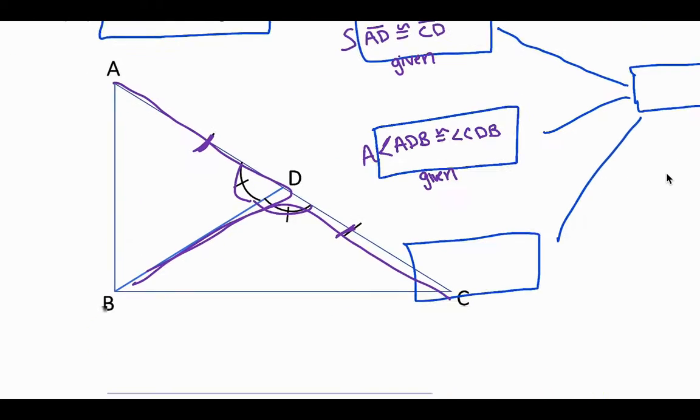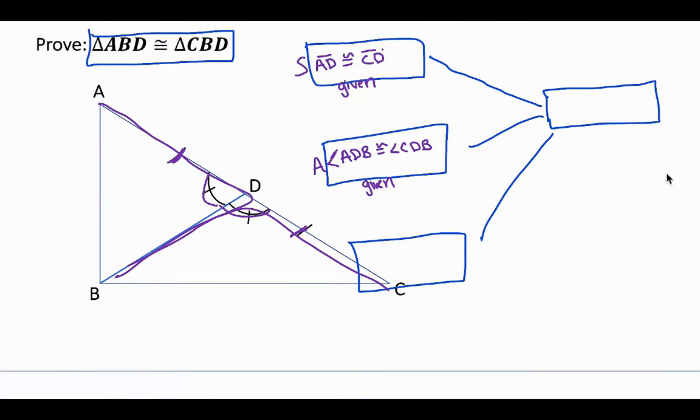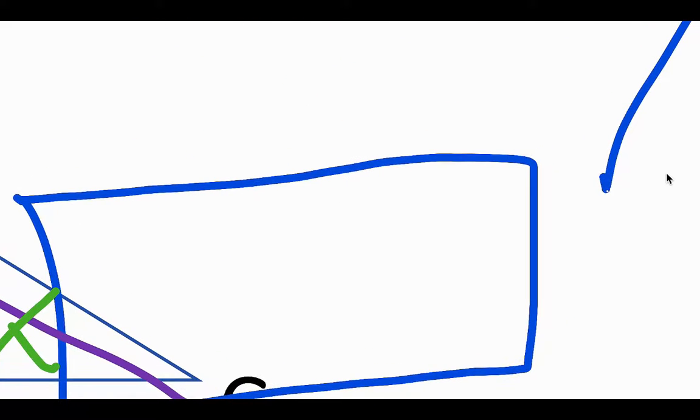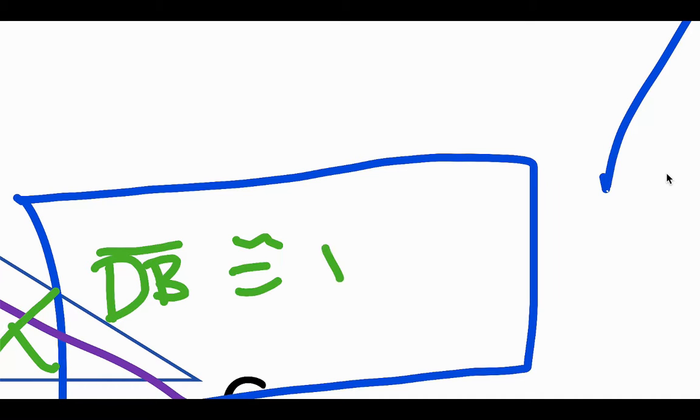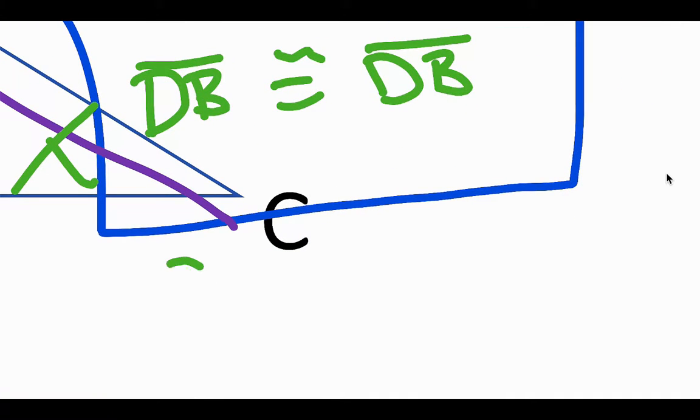And now I need to relook at my picture to see, well, what else do I know? So I'm going to change my color since it's no longer given. I don't know anything about these angles. I don't know anything about these angles. I don't know anything about these sides, but I do know that this side is congruent to itself. So I'm going to say that DB is congruent to DB. And that's relevant because it's part of 2 different triangles. And it's not given to us. We know that. That's our symmetric property.